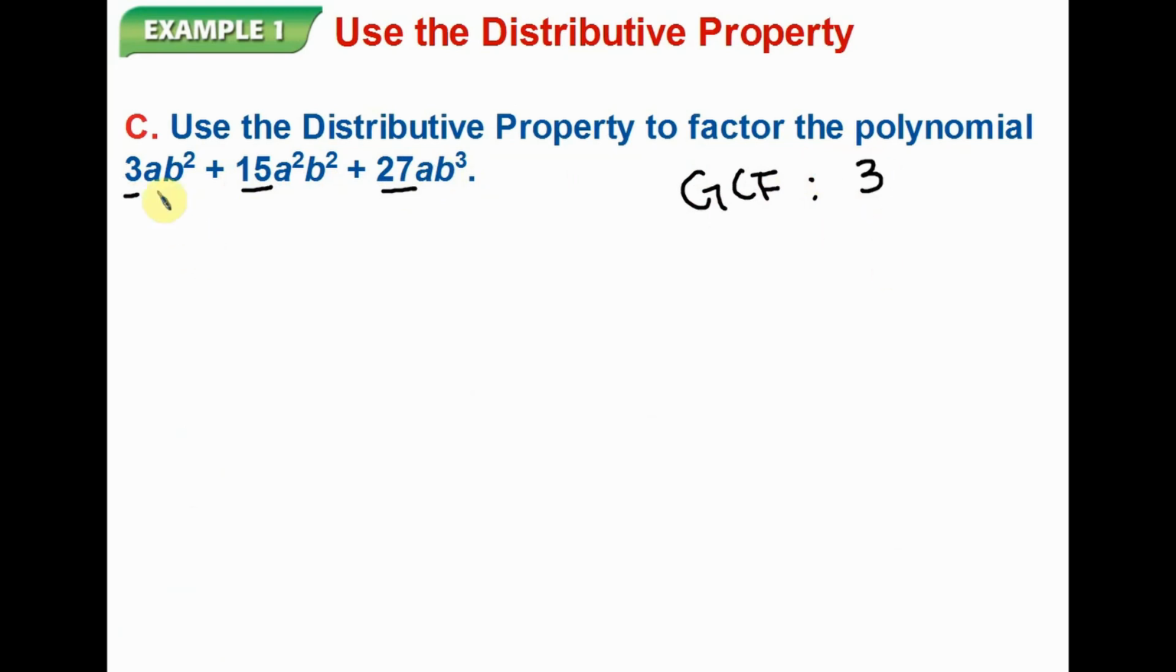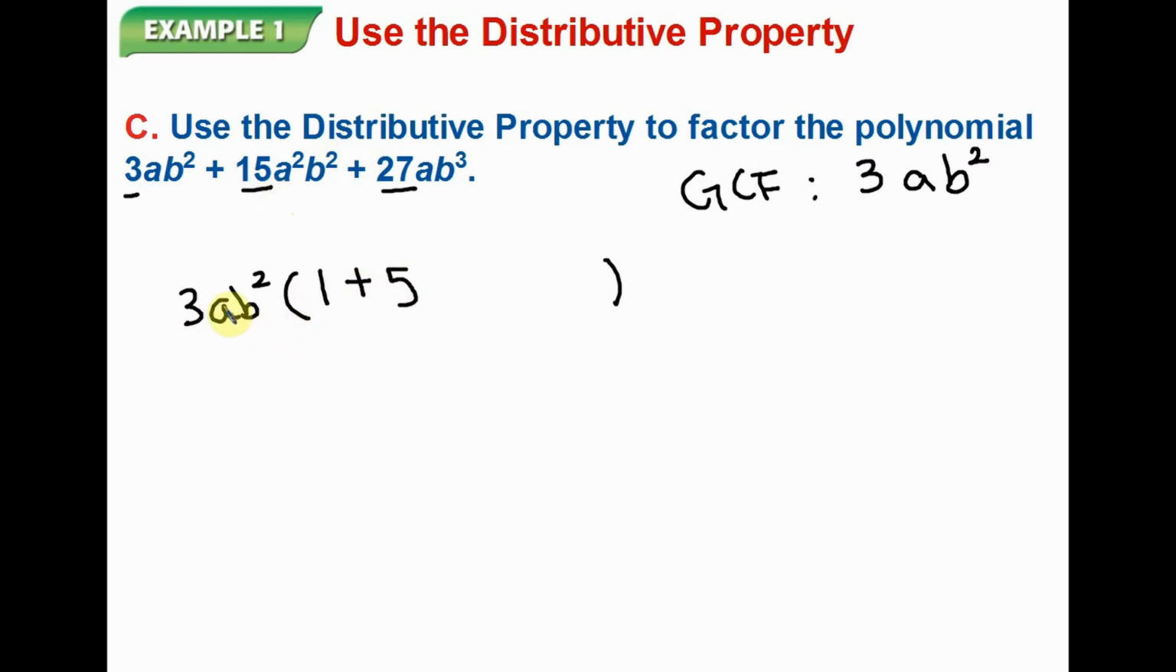When I'm looking at the variables, ab squared, a squared b squared, and ab cubed will all have a at least once, and it looks like I could conclude b squared because that's the smallest exponent. So if I take out 3ab squared, 3ab squared times what would give you 3ab squared? The answer is 1. Then let's look at the numbers. 3 times what would give you 15?